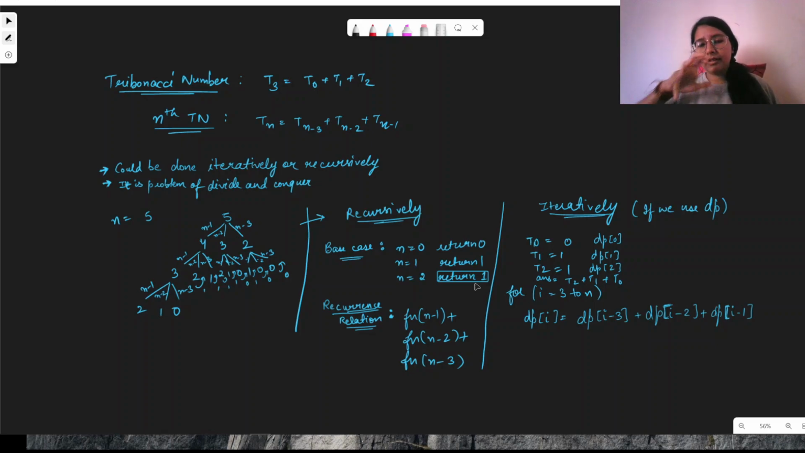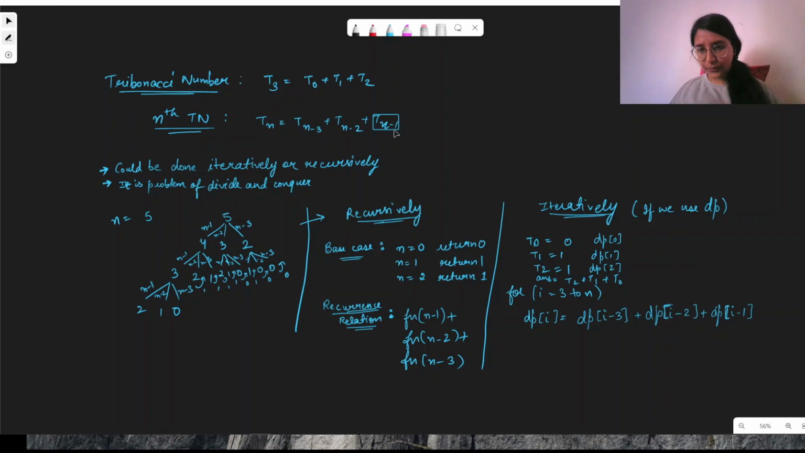So instead of returning the T0 term, we return 0 when n equals 0, 1 when n equals 1, and 1 when n equals 2. So this is how things would be. Now comes the main solution, our recurrence relation. As we require here, Tn is equal to T(n minus 3), T(n minus 2), T(n minus 1), right?